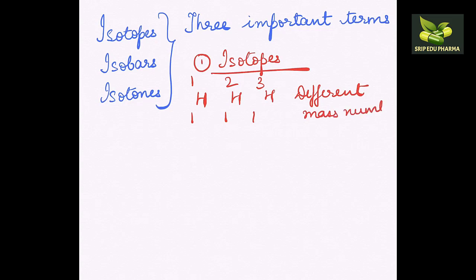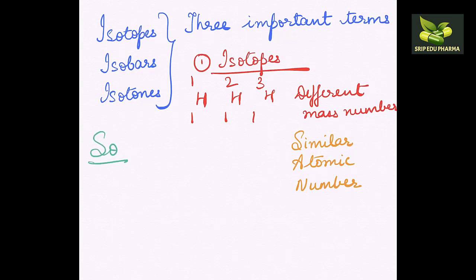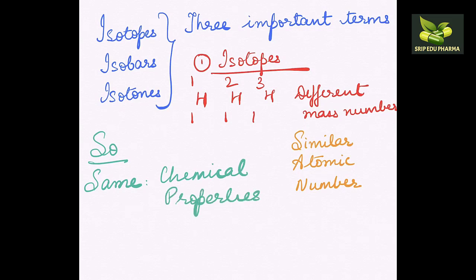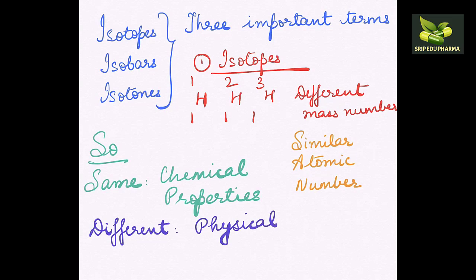First we will be discussing isotopes. These are the elements which have different mass number but the same atomic number. For example, if we take hydrogen, 1H1, 1H2, 1H3, that is protium, deuterium and tritium. In this you can see the atomic number is the same, that is the number of protons is the same, 1, 1, 1, but the mass number is different. Since this is the same element, the physical properties will be different but the chemical properties will be the same.